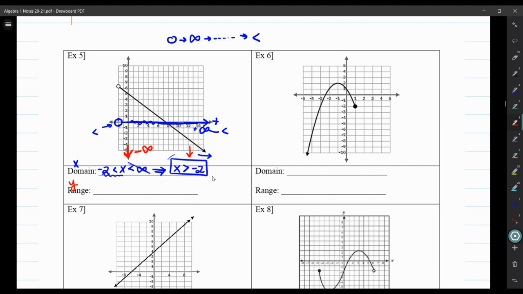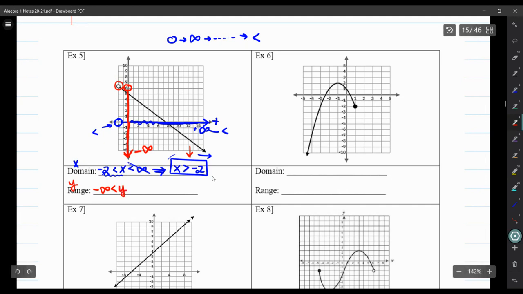Now, where's the highest point? Well, that's this point here, and we're going to call that about 6. We're going to kind of round just a little bit for this example. So this is what my range is. 6 is the highest. Negative infinity is the smallest number I'm going to hit. So the smallest is negative infinity, but we're going to use a less than because we can't actually hit infinity.